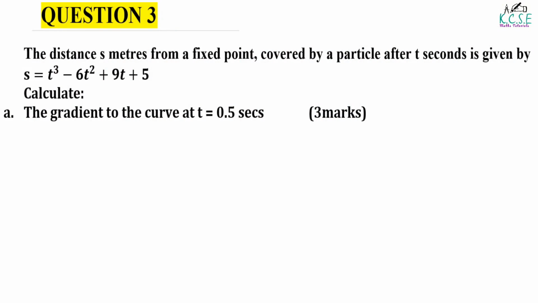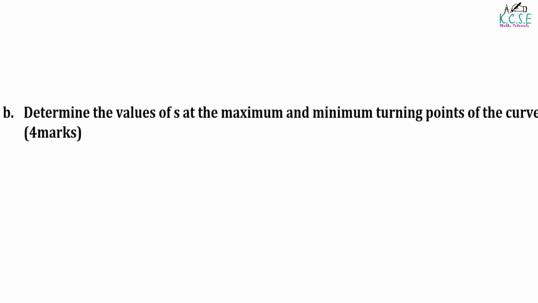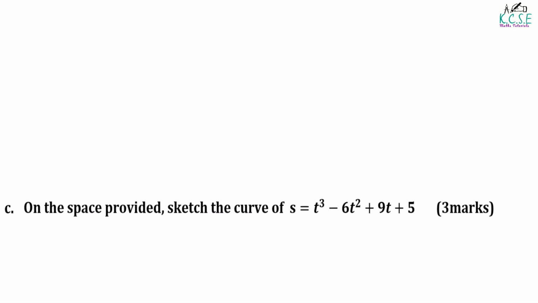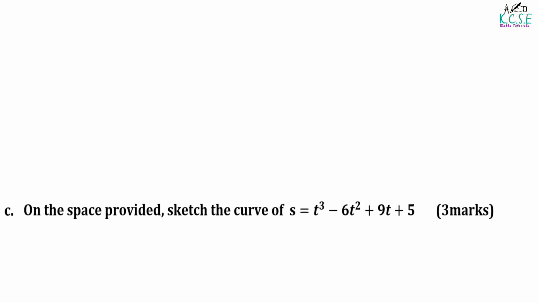Question number 3. The distance s meters from a fixed point covered by a particle after t seconds is given by s is equals to t cubed minus 6t squared plus 9t plus 5. Calculate A, the gradient to the curve at t is equals to 0.5 seconds. B, determine the values of s at the maximum and minimum turning points of the curve. Then part C, which is the last one, on the space provided, sketch the curve of s is equals to t cubed minus 6t squared plus 9t plus 5.